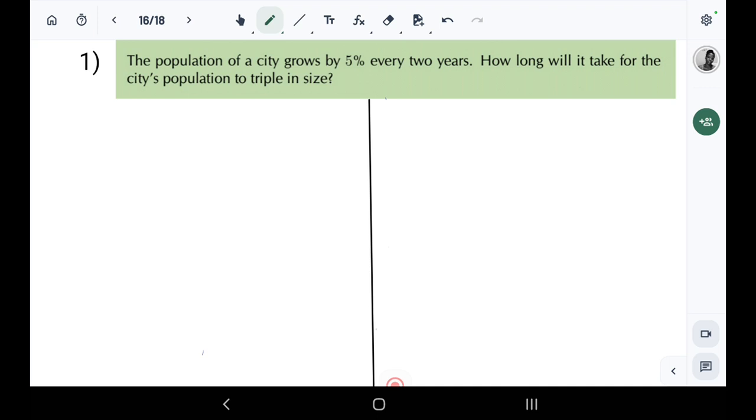The population grows by 5%. That is your rate of interest or increase every 2 years. So every 2 years, that is how often it increases by that 5%. All right, very important. How long will it take for the city's population to triple in size? Triple in size, that is the final population. Now, the initial population we start with obviously will be P.